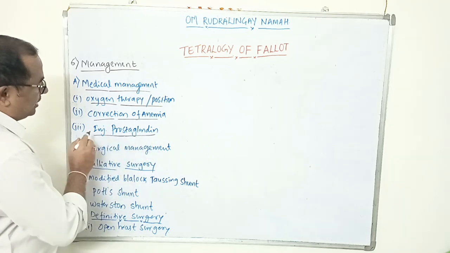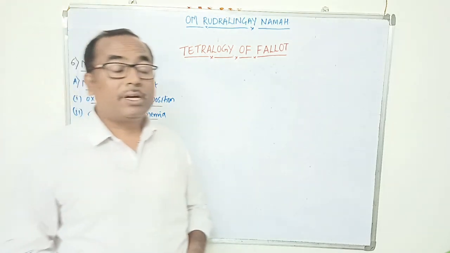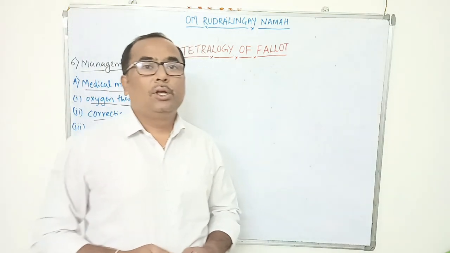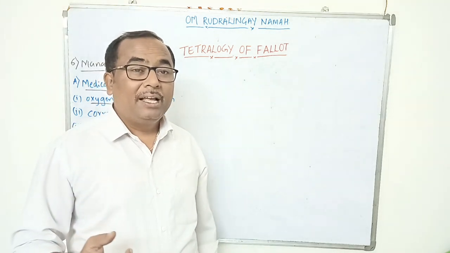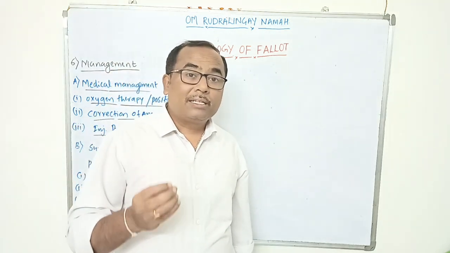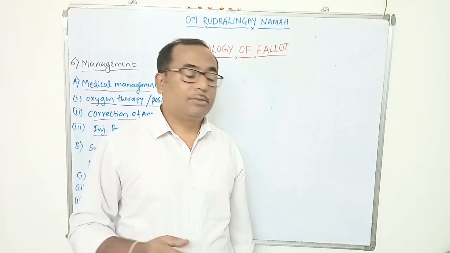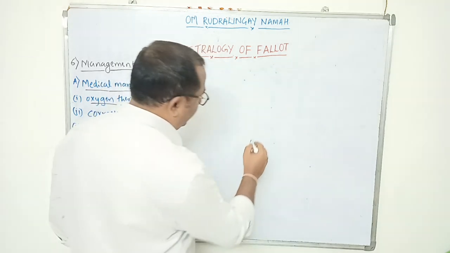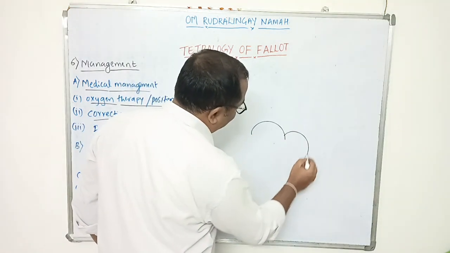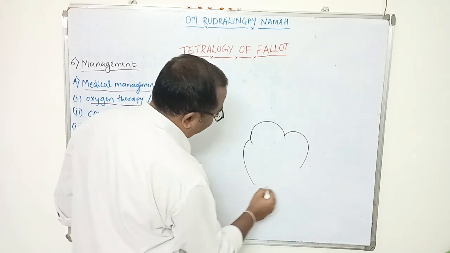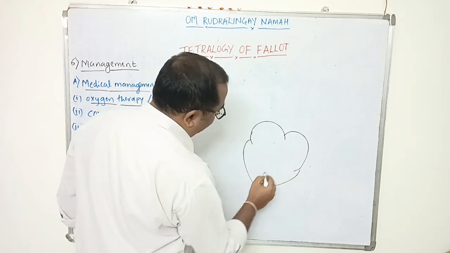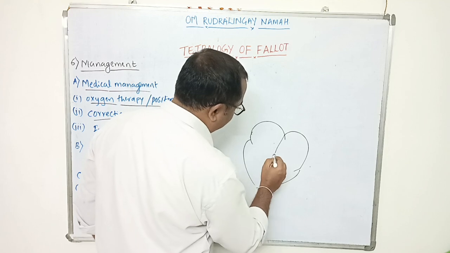And next one is injection prostaglandin. Why do we give injection prostaglandin? If we give injection prostaglandin, it will not allow the ductus arteriosus to close. So that is an advantage. What is the advantage here, what happens?